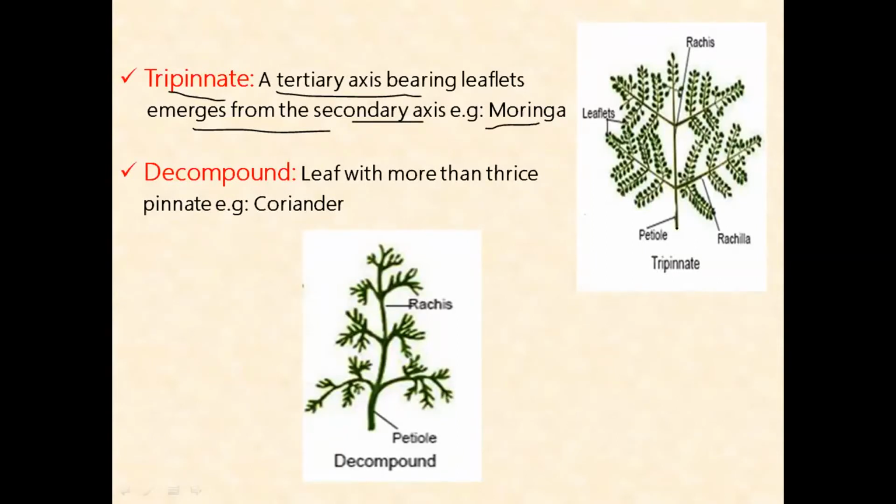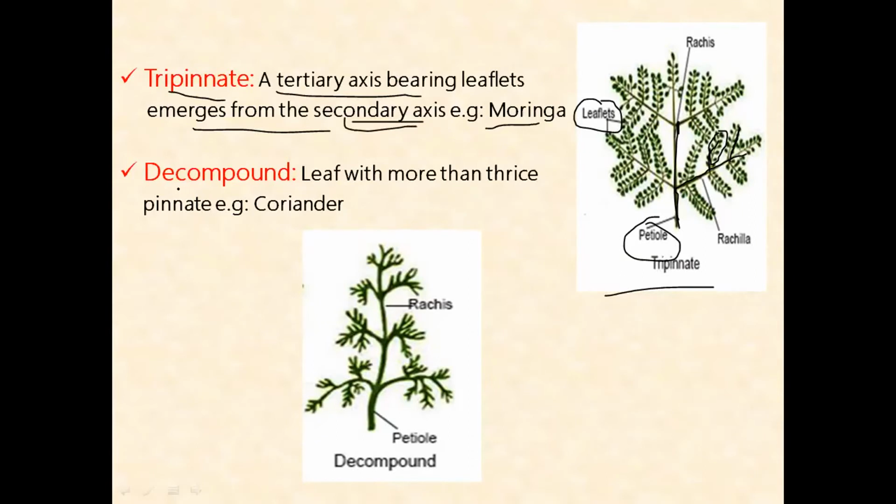So you can see here, this is the central axis. This is the primary axis, also the central axis. This is the secondary axis, and this is the tertiary axis. This tertiary axis has leaflets on both its sides. So these are known as tripinnate. Here the tertiary axis arises from the secondary axis.